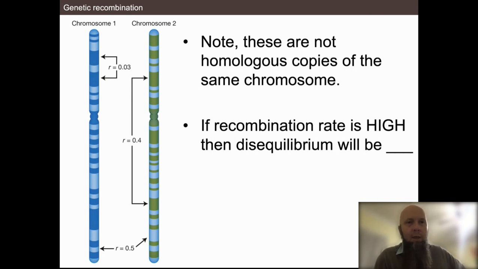But look at chromosome 2 on the right. Those two genes that are really far away, that recombination rate is 0.4. That's pretty common, okay? That's a high frequency of recombination of chromosomes. And so that means if the genes are that far apart, the disequilibrium can be broken up pretty quickly.